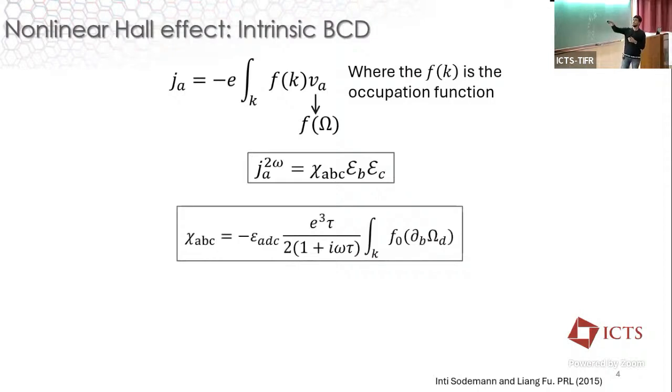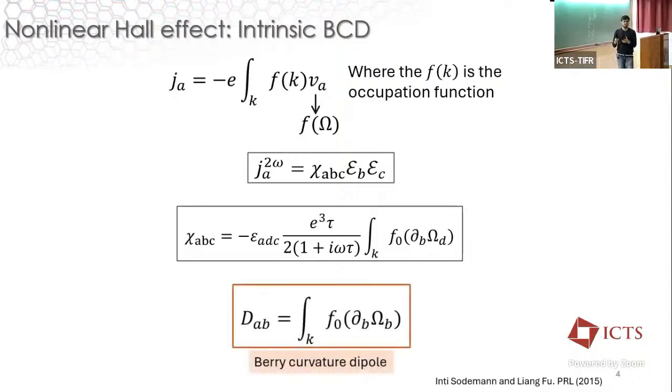It is the analog of J equals sigma E in linear response. If you simplify, this chi ABC can be expressed as an integration of this derivative of the Berry curvature, which actually is known as the Berry curvature dipole. This tells that even if the whole Berry curvature over the full momentum space is 0, the Berry curvature dipole can be non-zero and give this Hall response, but in the second order.